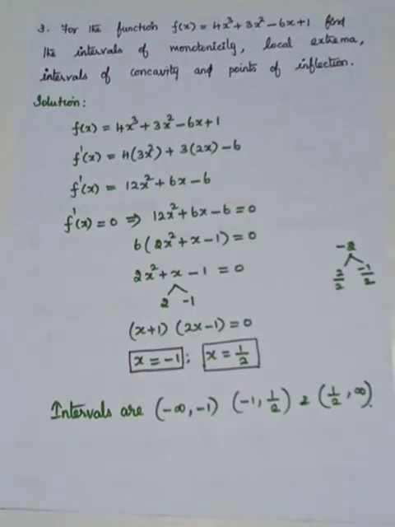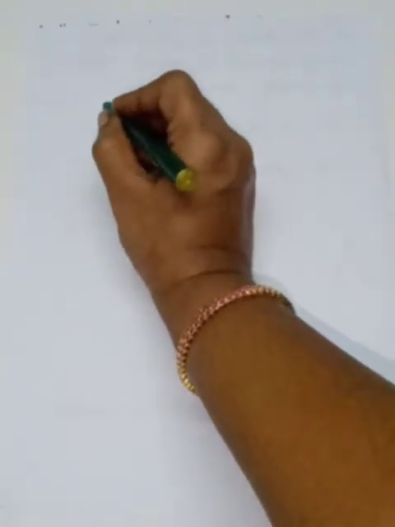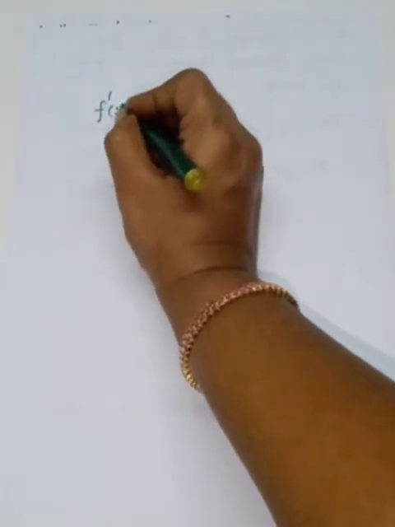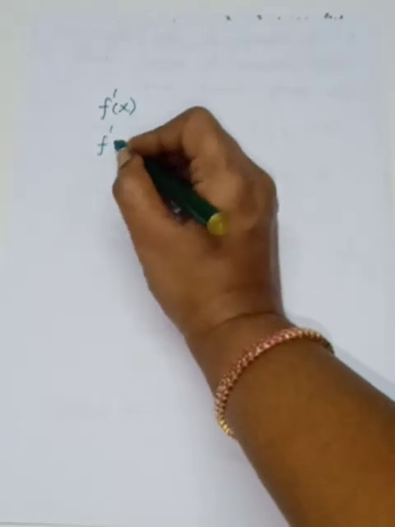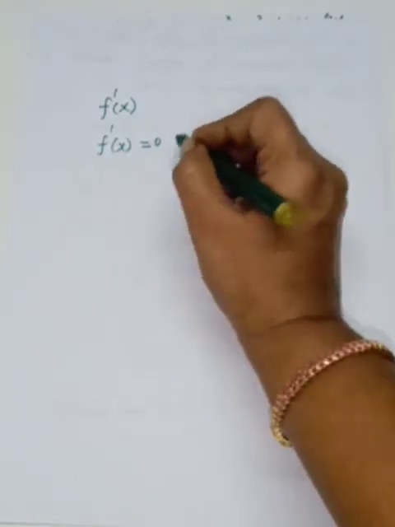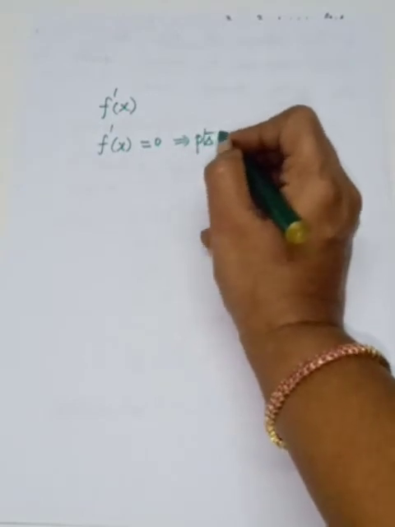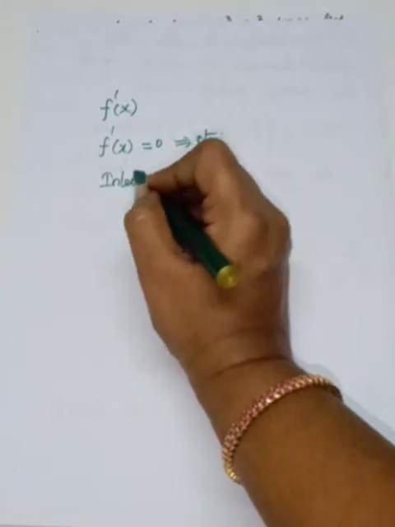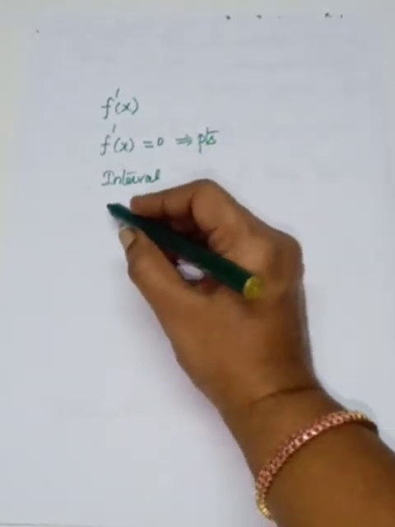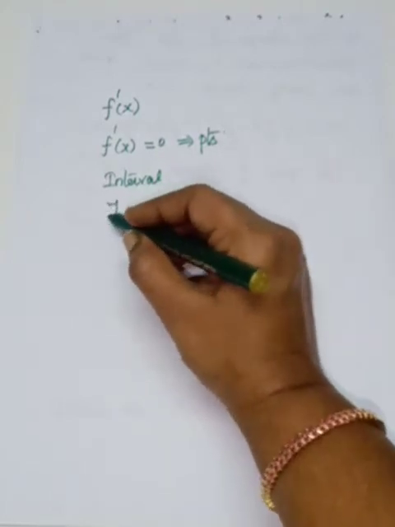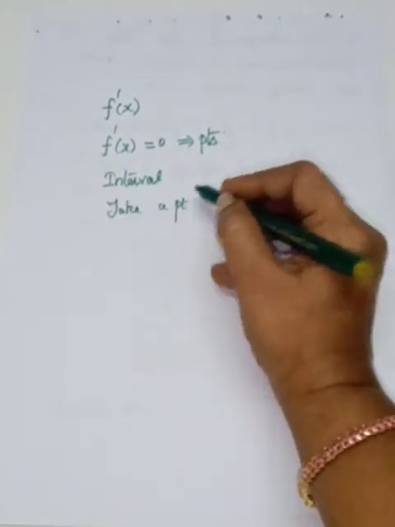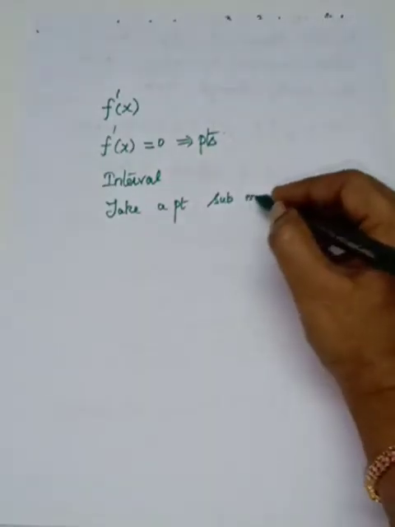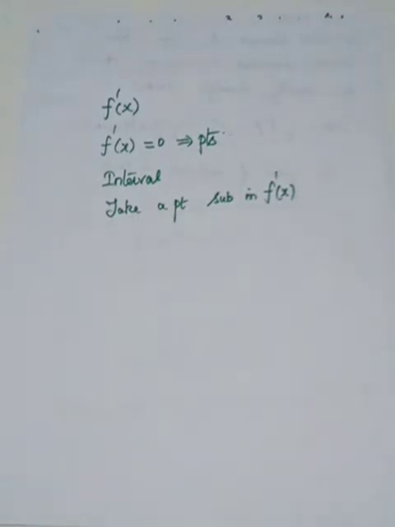First, we will go for intervals of monotonicity. The procedure for monotonicity: you have to find the first derivative and equate the first derivative to 0. You will get some points. Using the points, you have to write the intervals. On each interval, you take a point and substitute it in f dash of x. For concavity, we use the second derivative, but for intervals of monotonicity, we have to use the first derivative.